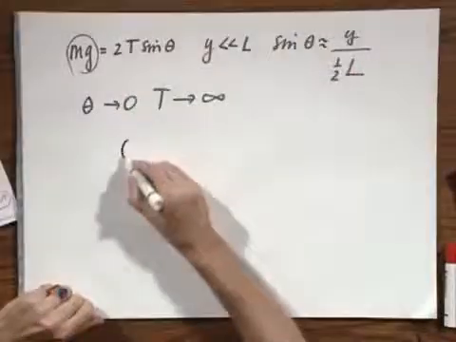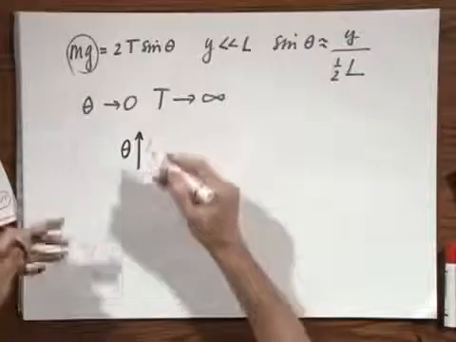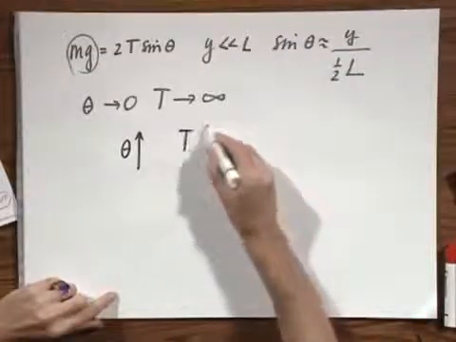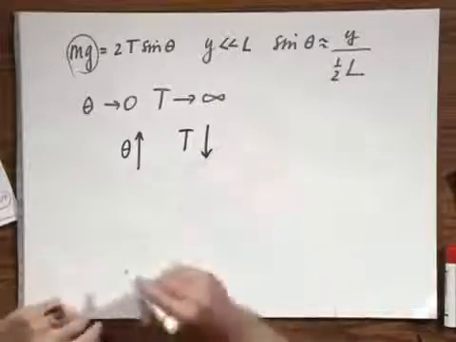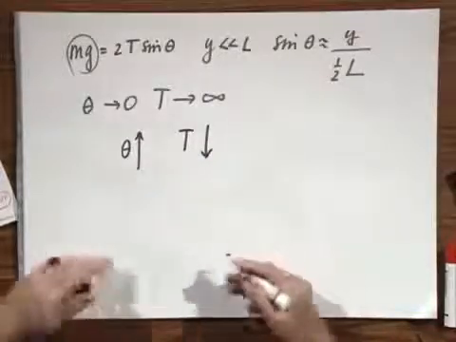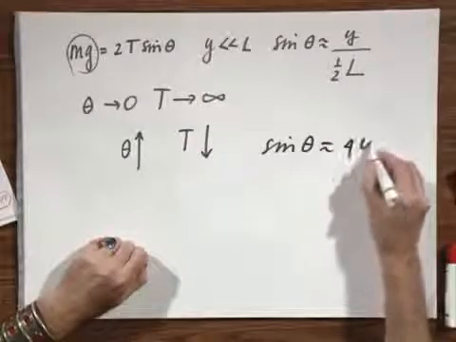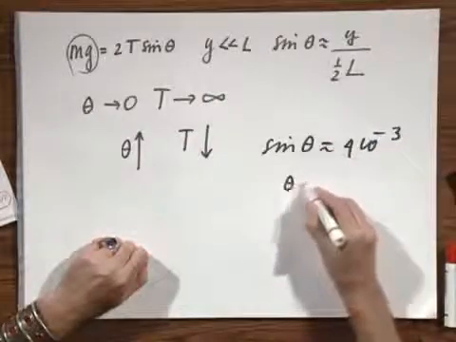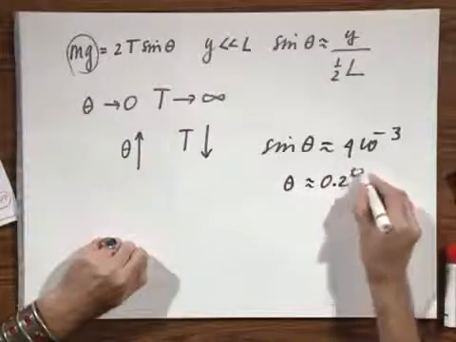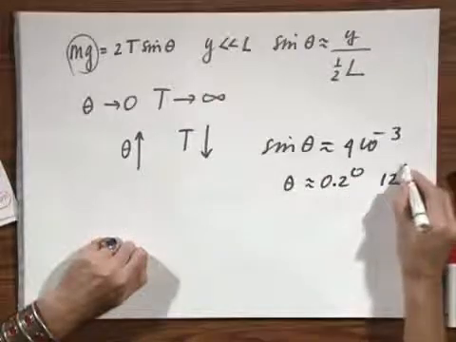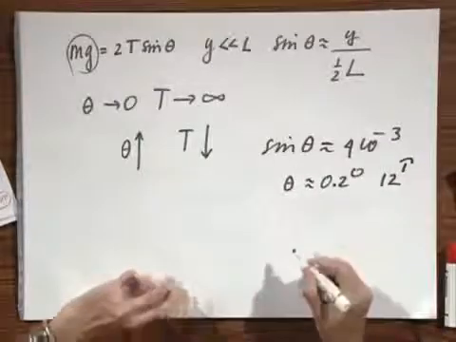And you also notice that when theta becomes larger, if you give it more sag, the tension will become smaller, and that is also quite intuitive. And then you have a specific example that the book wants you to work out, gives you a certain value of L, of Y, gives you a value of sine theta, which I found to be approximately 4 times 10 to the minus 3, which gives you a theta of about 0.2 degrees, about 12 arc minutes, and that then leads to a certain value of the tension, applying that equation.